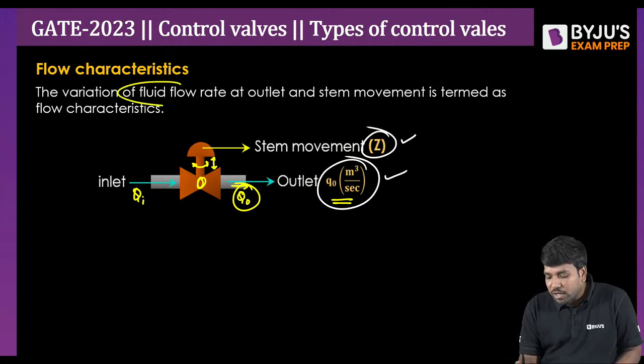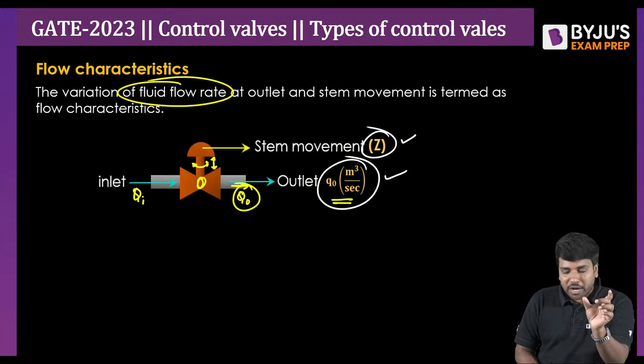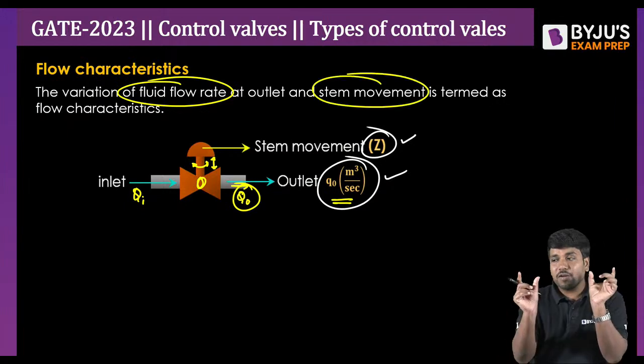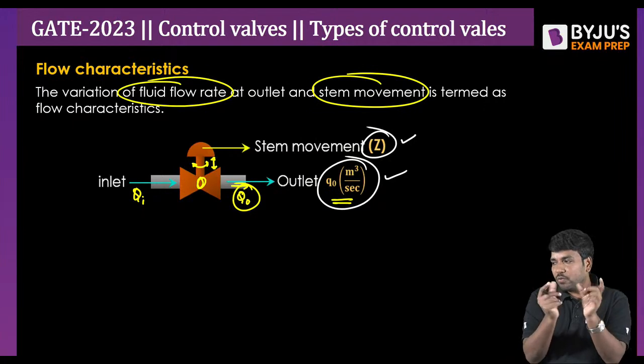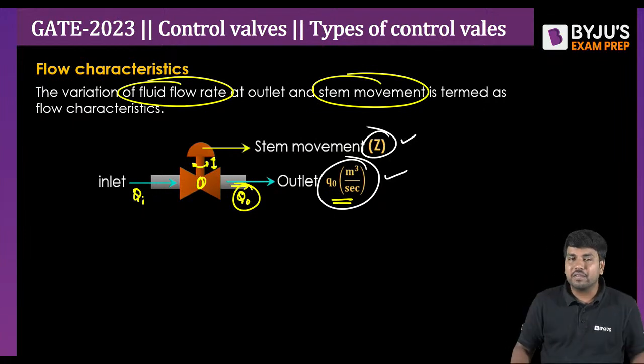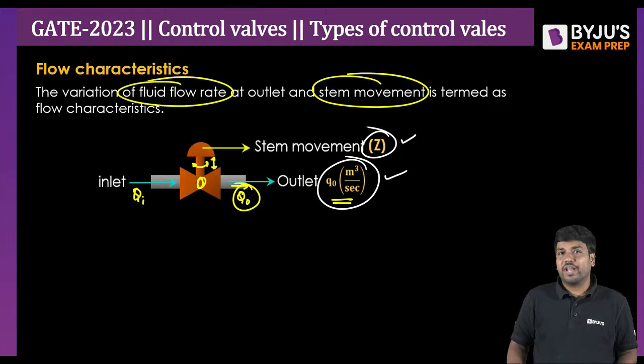This is what I told you even in the previous lectures also. Flow rate and stem movement, both of these two are related. And if we show the variation of these two, then particularly we call that as a flow characteristics. Clear? So hope you enjoyed this topic, right?